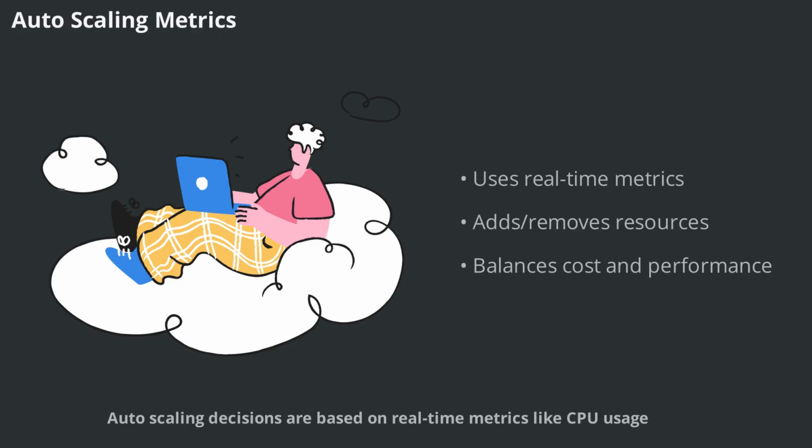Auto-scaling decisions are based on real-time metrics like CPU usage, memory consumption, request count, or queue depth. By monitoring these signals, your system can automatically add or remove resources as needed. This ensures you have enough capacity during peak times and saves costs during low usage. Properly tuned auto-scaling policies are key to maintaining both performance and efficiency.